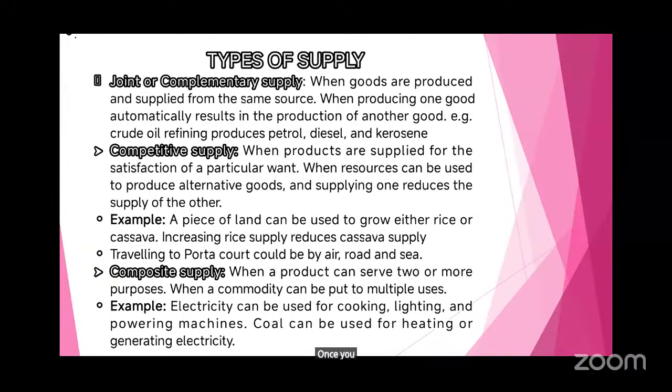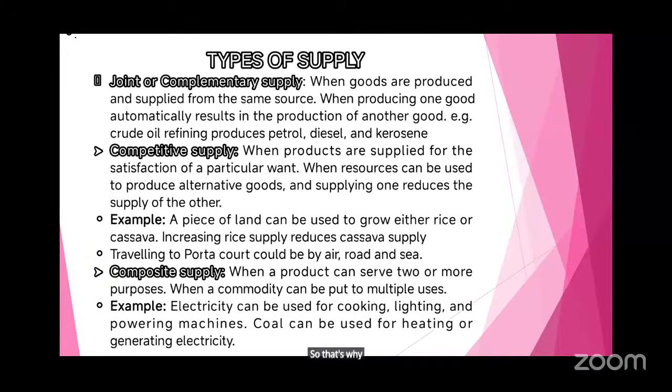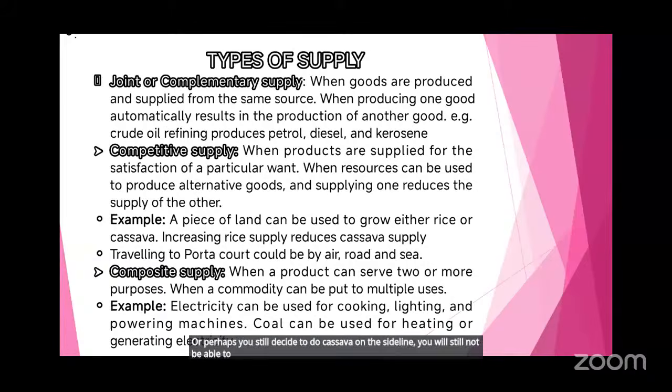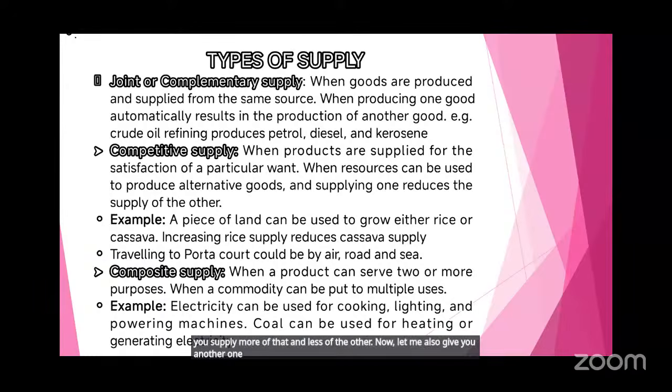Once you go into the production of rice, you might not be able to go into the production of cassava. So that's why we say supplying one reduces the supply of the other. Or peradventure you still decide to do cassava on the sideline, you will still not be able to supply as much cassava. One will be your main product. You supply more of that and less of the other. Now let me also give you another example that would also explain that.